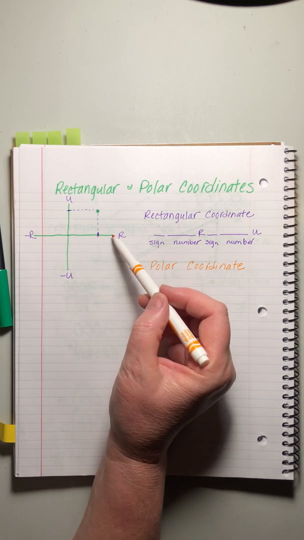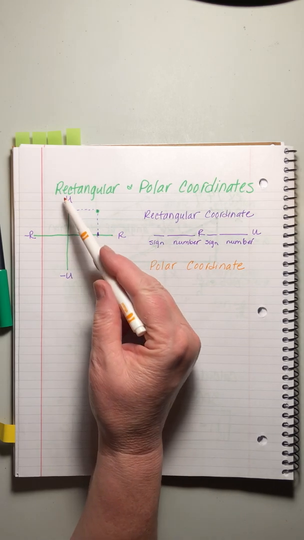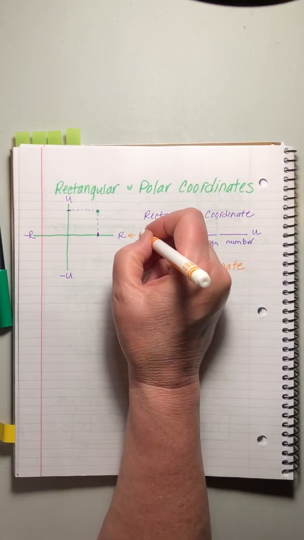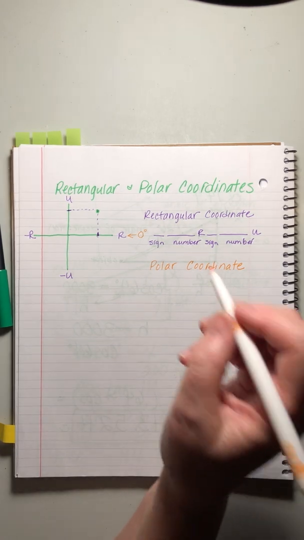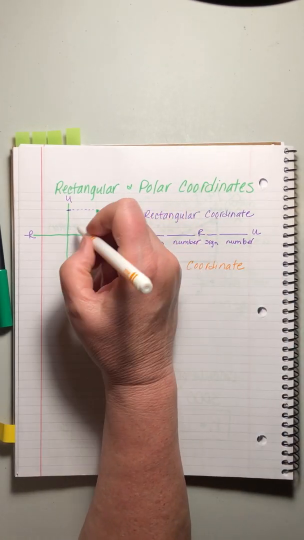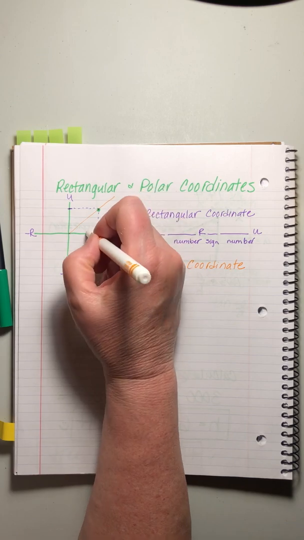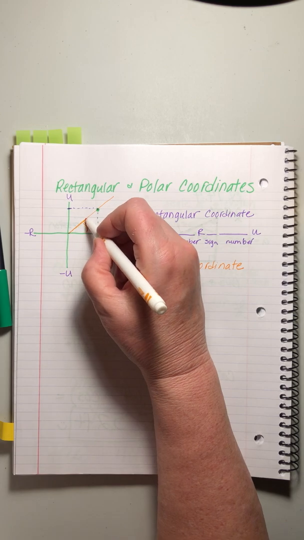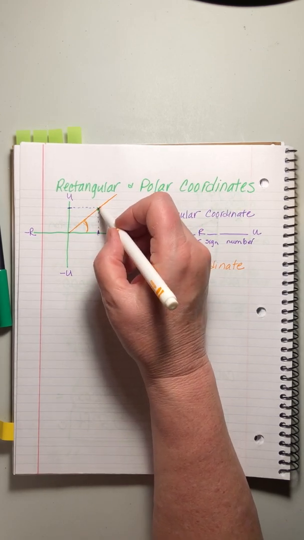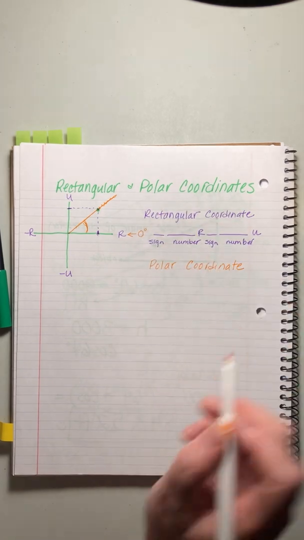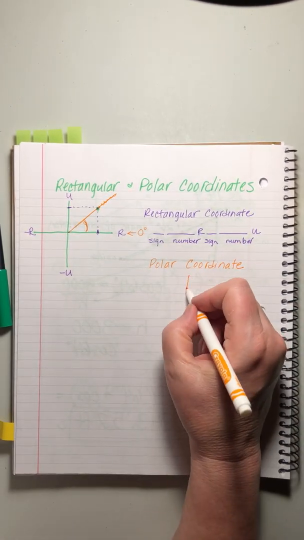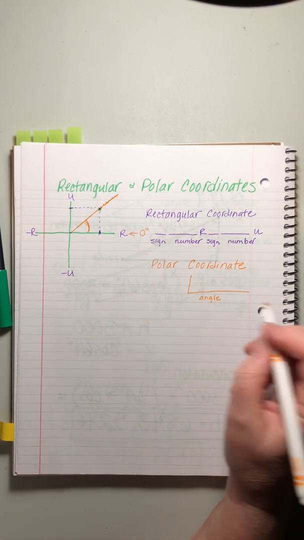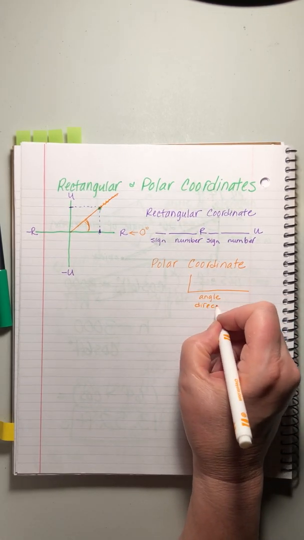Instead of worrying about the right and the negative right, the up and the negative up, we always start here, and that is 0 degrees. And what we do is we measure the angle from 0 degrees up to the hypotenuse that goes through our point. It would stop right here. Pretend I didn't write all that. Okay, so in these, we have an angle, or what is sometimes called a direction.